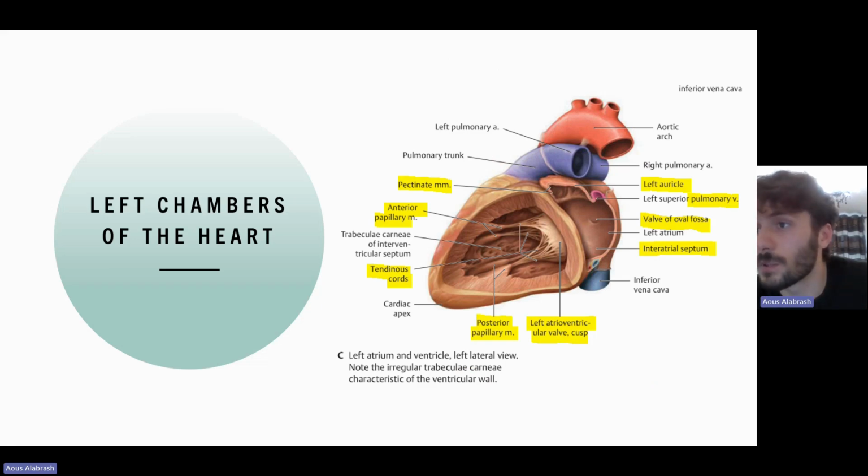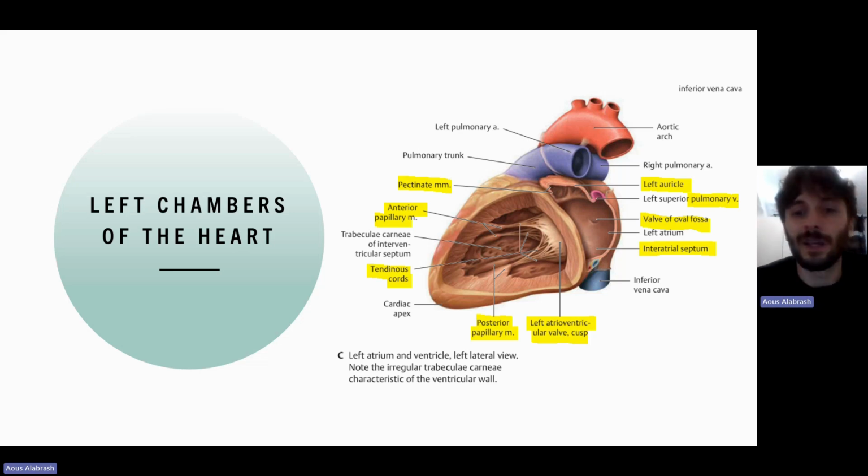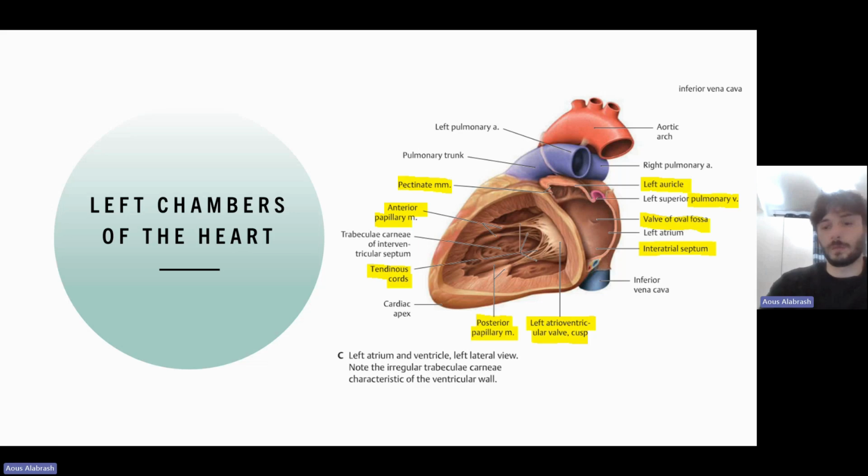I have only one picture because that's the only picture in the book, but that's also because there's not much to say about the left atrium. So the left atrium receives oxygenated blood from the pulmonary veins.